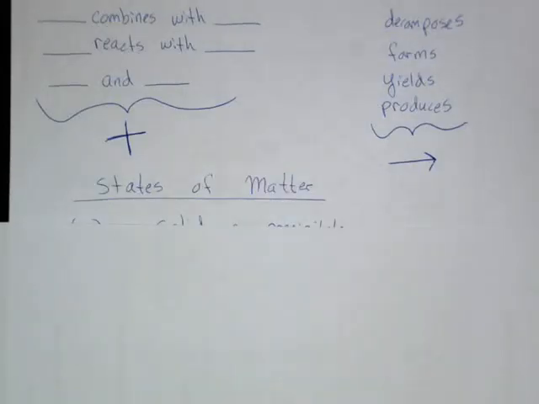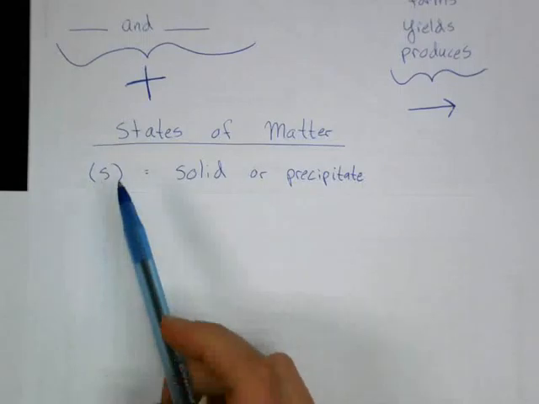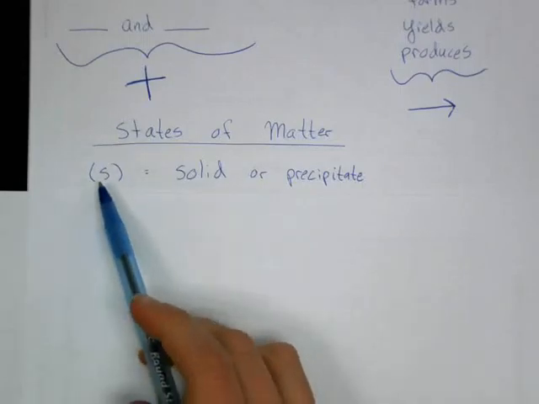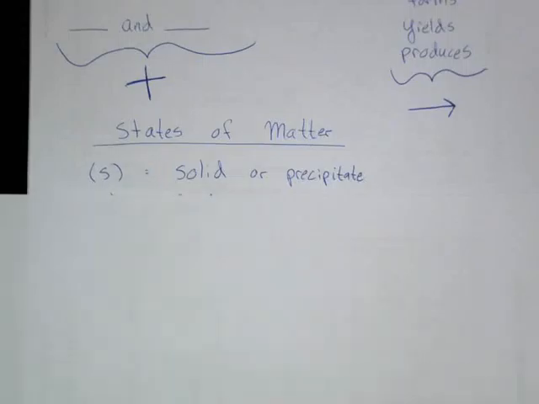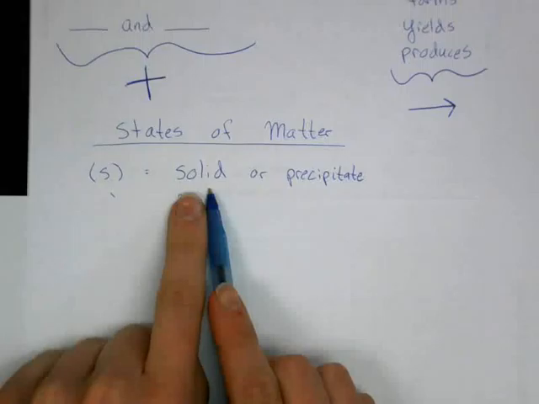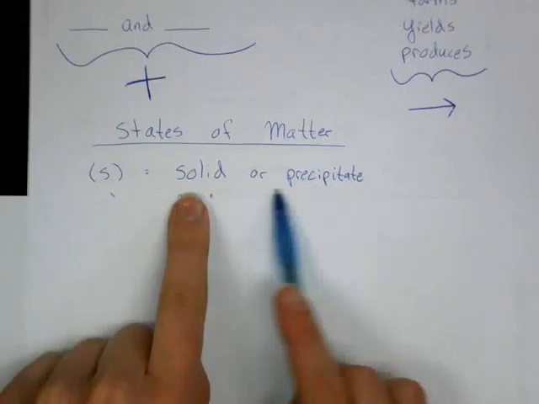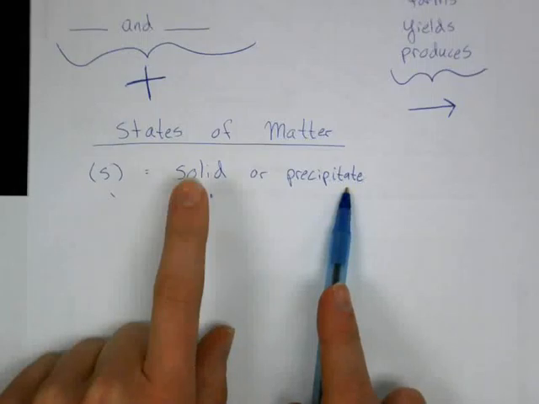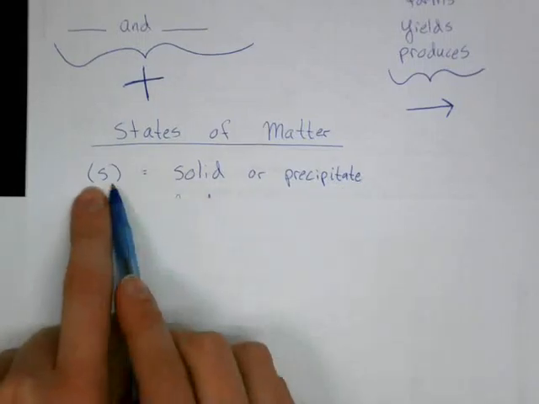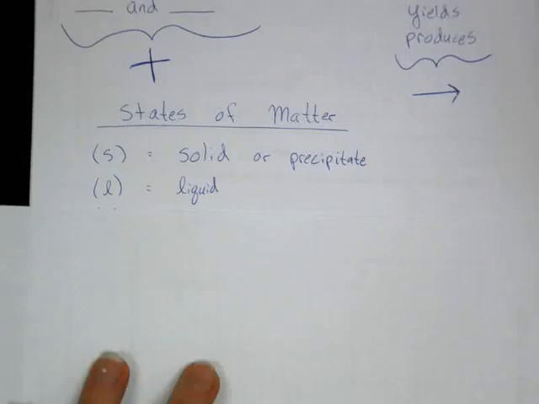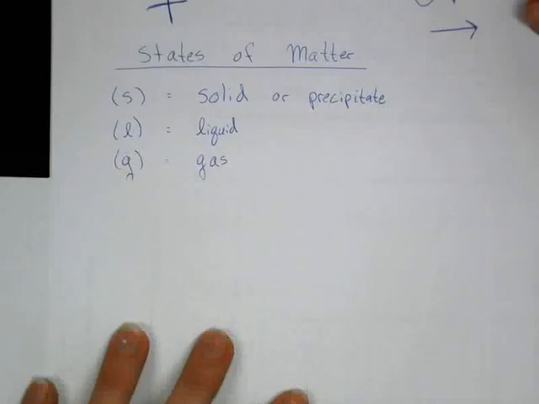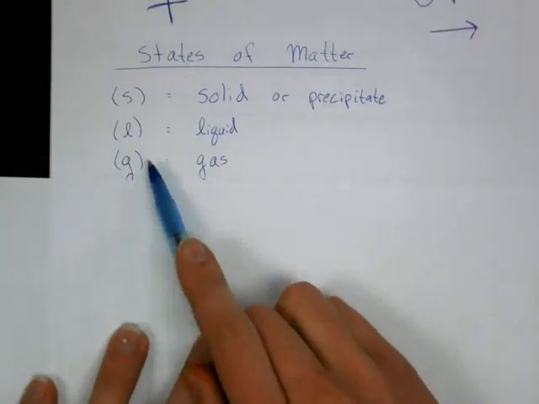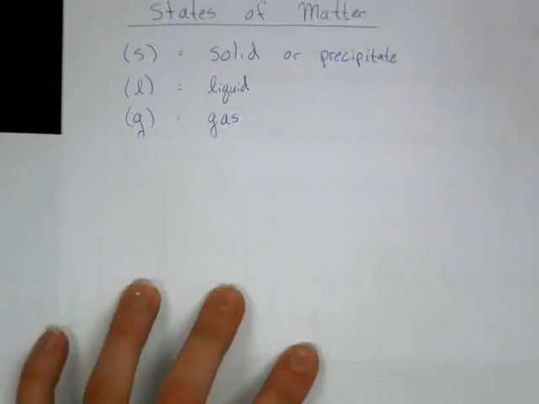Now, in word equations, it also wants you to include states of matter. So just a quick summary: if your substance is a solid, then you will have to put an (s) in parentheses after your formula. Solids are also called precipitates, so if you see solids or precipitates, we abbreviate it like this. If we have liquids, we do the same thing: we put an (l) in parentheses right after our formula. And if we have gases, we put a (g) inside parentheses after our formula.